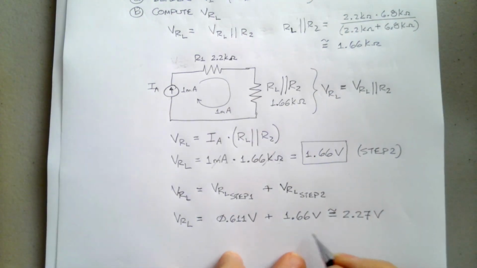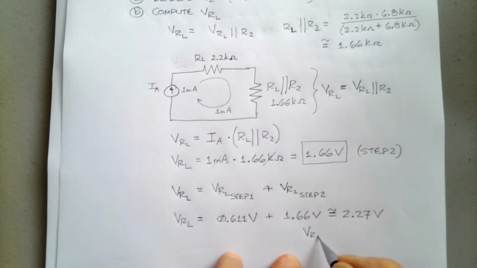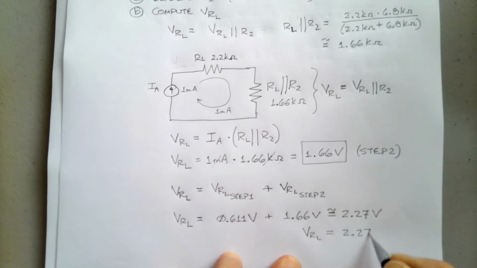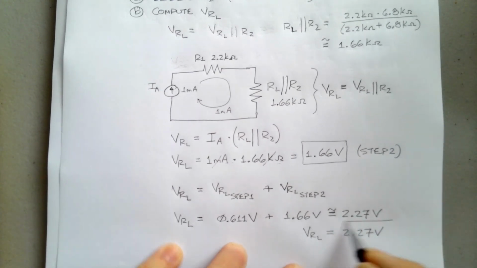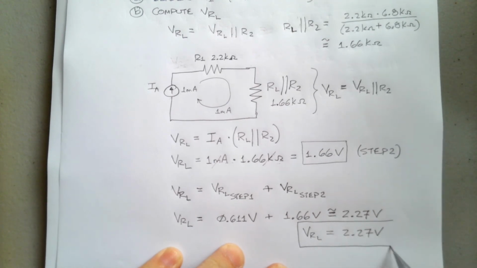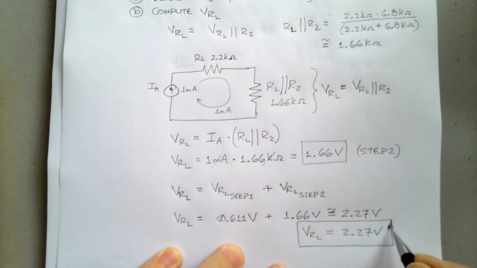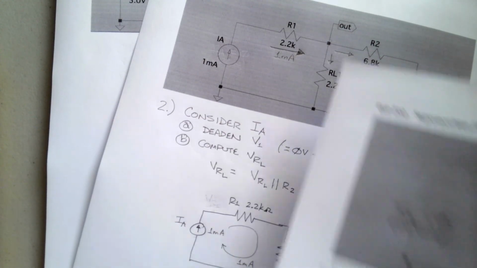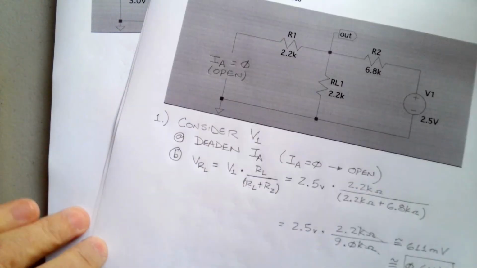So, sorry about that, VRL is equal to 2.27 volts, and that is our total solution right there. Now, if I remember correctly, so that's step one.